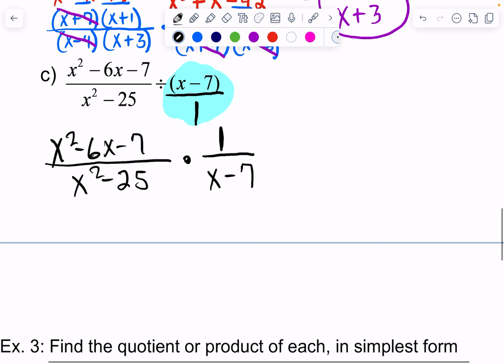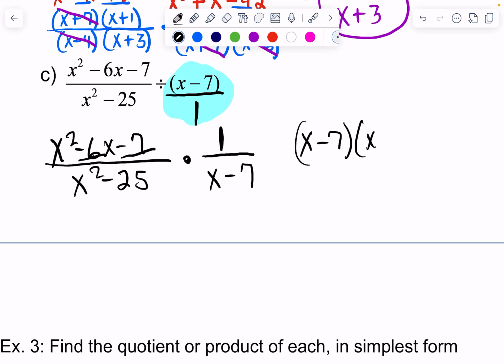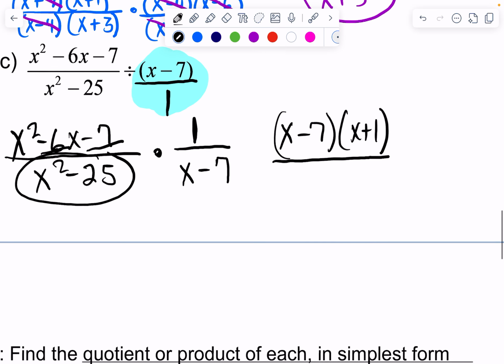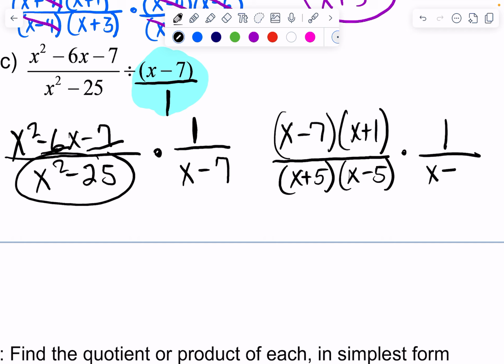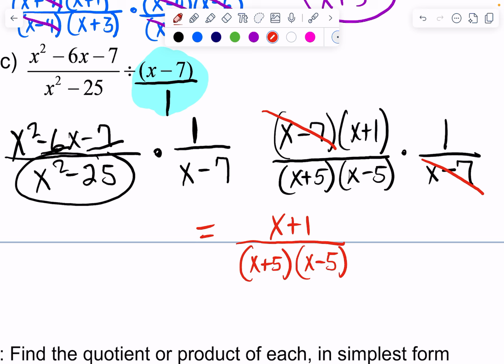All right, let's get back to it. So let's factor what times what is -7, but when added together is -6. We've got x minus 7 times x plus 1 divided by, this is a difference of squares, so I've got x plus 5 times x minus 5 times 1 over x minus 7. I can go ahead and cross-reduce the x minus 7 in the numerator with the x minus 7 in the denominator, and I am left with then x plus 1 over x plus 5 times x minus 5. Let's go.